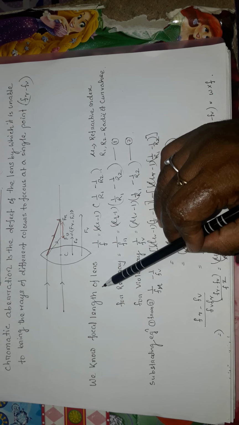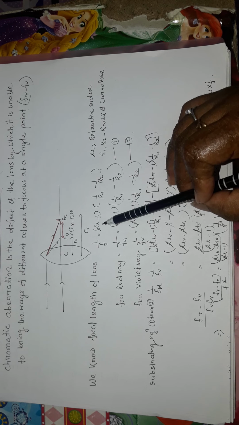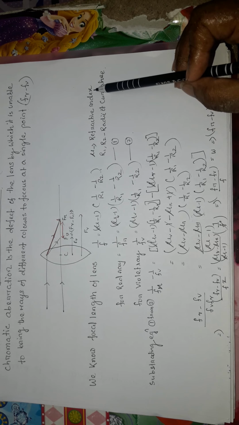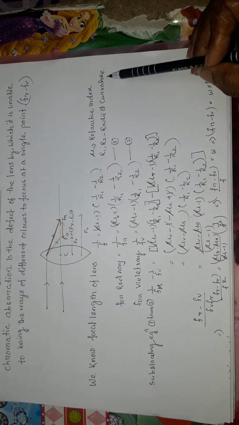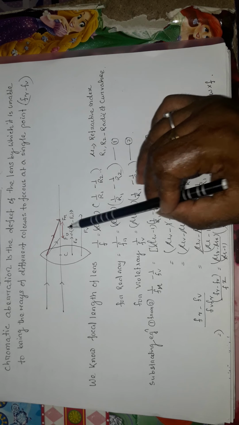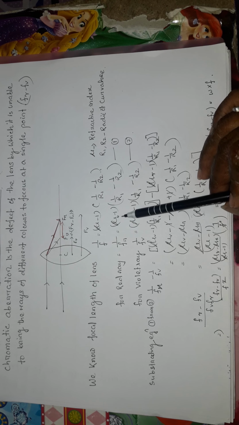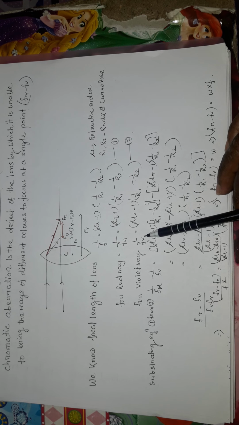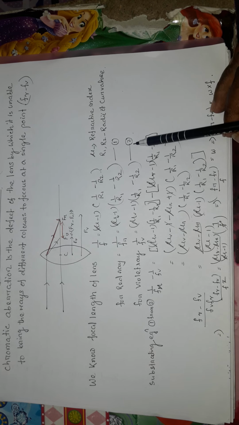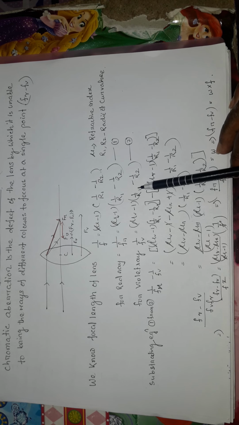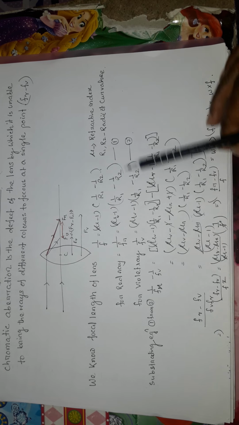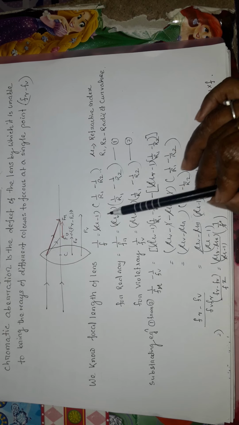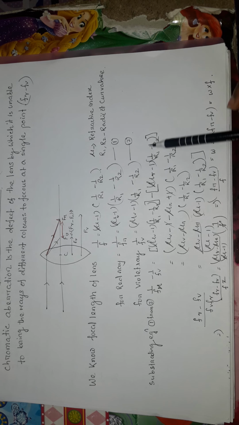We know the focal length of the lens: 1 by f is equal to (mu minus 1) times (1 by r1 minus 1 by r2). Here mu is the refractive index, and r1 and r2 are the radii of curvature. For the red ray, we can write 1 by Fr is equal to (mu r minus 1) times (1 by r1 minus 1 by r2). Similarly, for the violet ray, equation 2 will be there. To find the difference in the focal length, we subtract equation 1 from 2. So 1 by Fr minus 1 by Fv, we write this equation minus this equation.